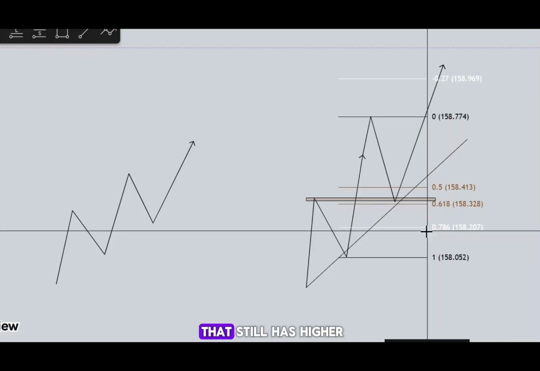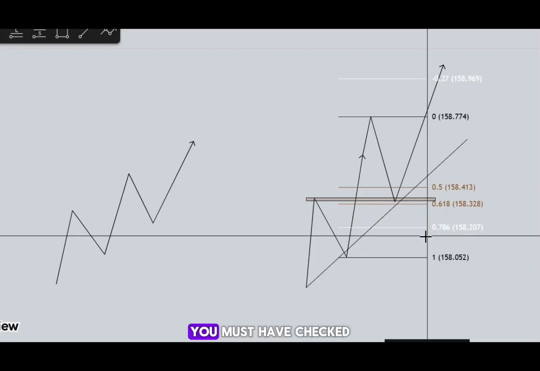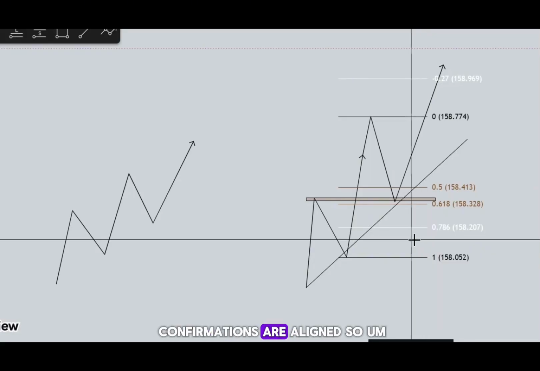Unlike a regular trade that still has higher risk, a high probability trade means that you must have checked a couple of options and seen that your confirmations are aligned.